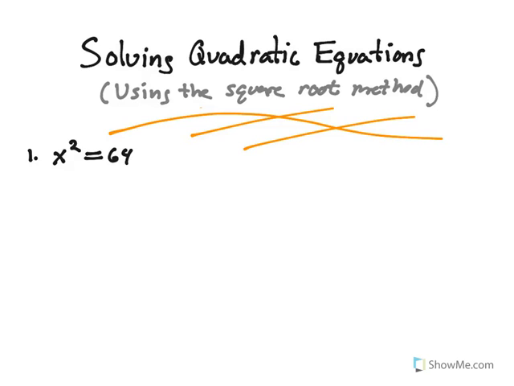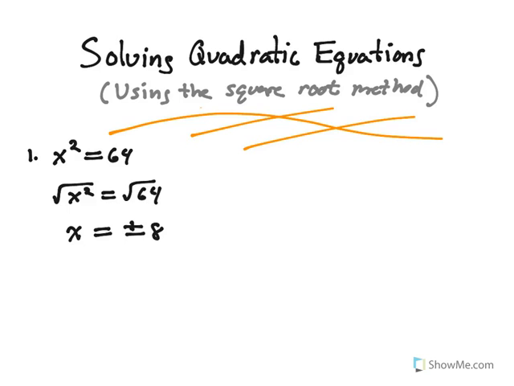We're going to learn how to solve basic quadratic equations. Notice that the first example has x squared equals 64. In order to solve for x, we're going to take the square root on both sides. And the square root of x squared is just x. And then the square root of 64 is going to be plus or minus 8.